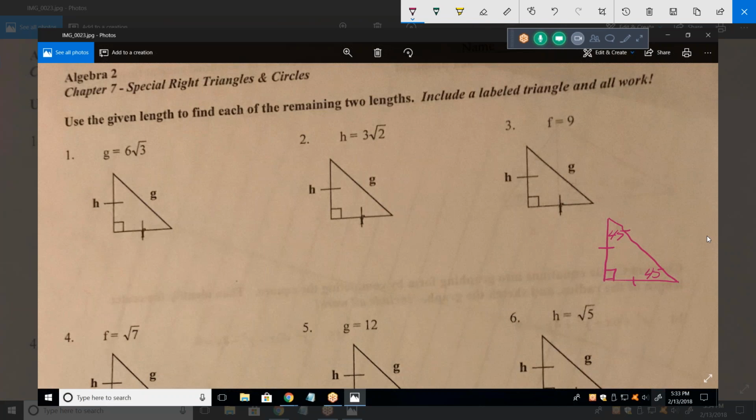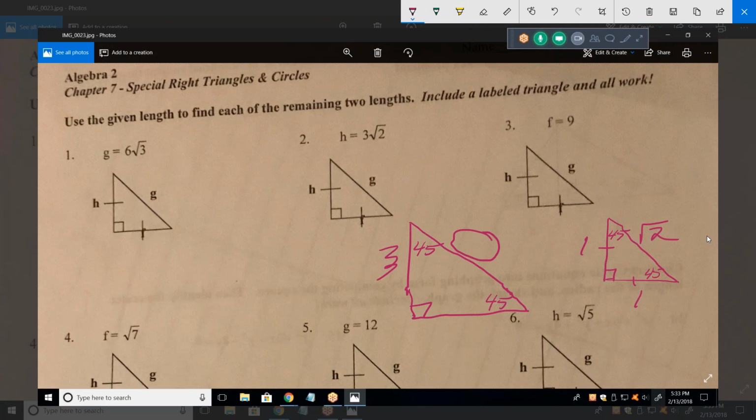Now, when I talk about these, I like my students to memorize the unit dimensions like this. Okay? And the reason is, let's say that I have a bigger 45, 45 right triangle, and this side was 3, what would this be? 3 root 2. Yeah.